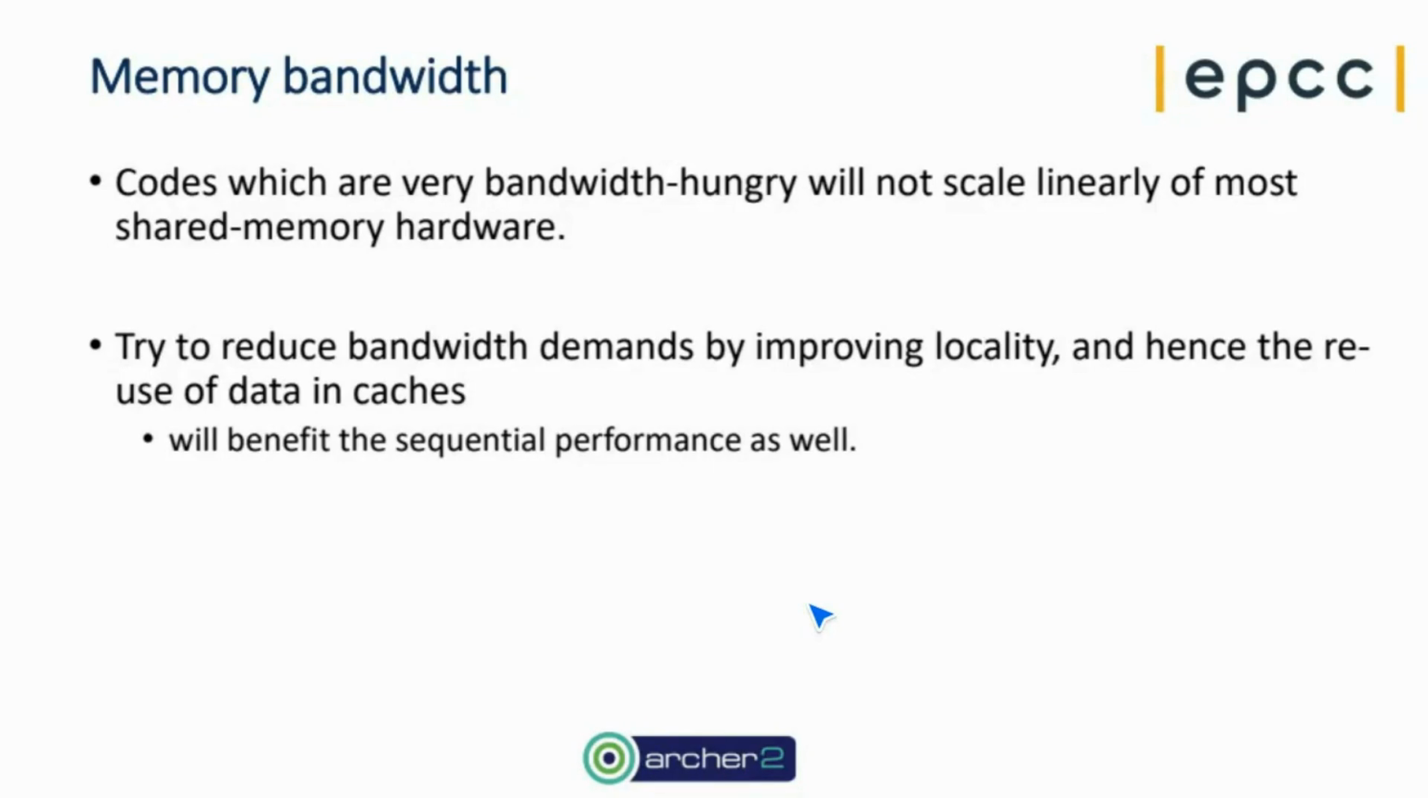What can you do about it? Well, it's really just a question of trying to reduce the bandwidth demands by improving locality, and hence increasing the amount of reuse of cache data. That's a sequential optimization as well. I think it's going to hopefully benefit our sequential performance, but even more so when we think about the contention from multiple threads.